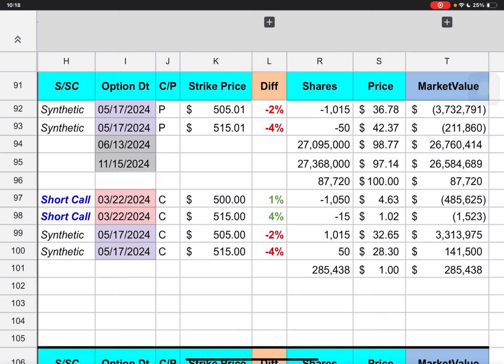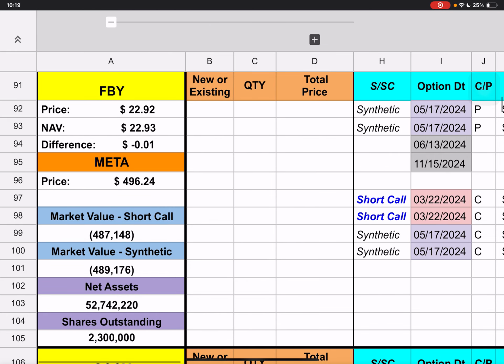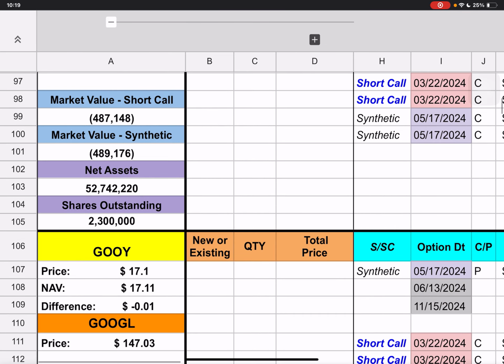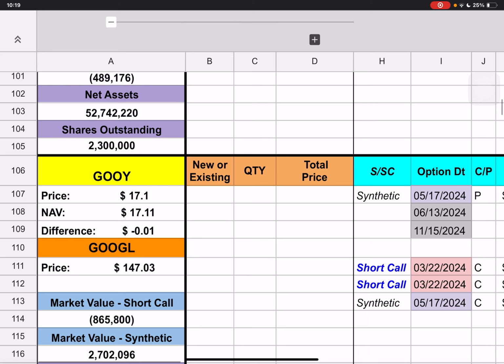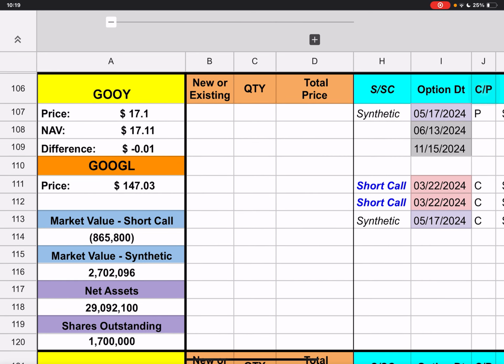And then we have our synthetic positions. We have two different ones with strike prices of $505 and $515. So we are below both of those. Of course, we have 2 months left. But it looks like it would cost us roughly $489 to close that one out if we had to do it today.